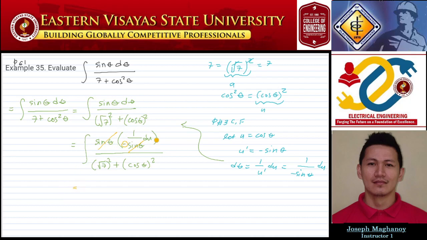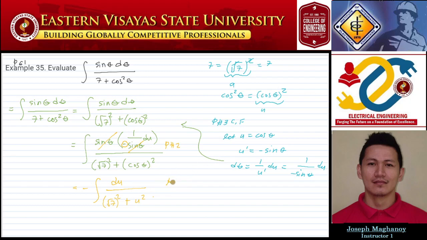The remaining is negative. Okay. So we apply our property number 2. Carry out the real number constant out of the integrand. So we have still negative. So negative integral of the remaining is only du all over square root of 7 squared plus u squared. We replace it with our u. Okay, so our function is ready for integration.